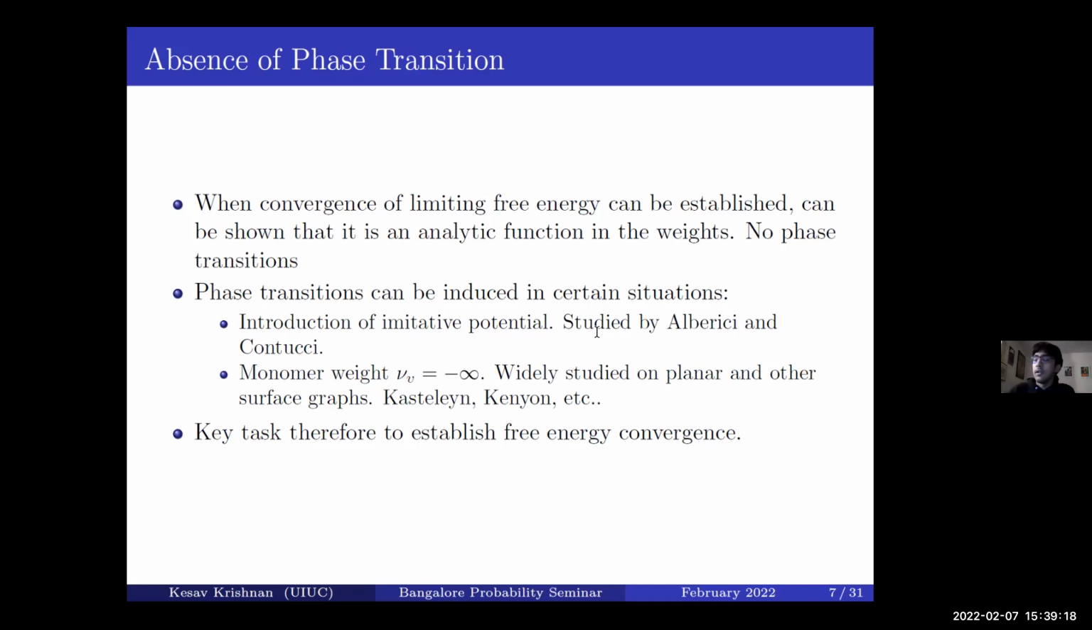And the other context, where you do see phase behavior, is in the case of what's called the dimer model, where the monomer weight is minus infinity. So in other words, you pick configurations that are perfect matchings. This is widely studied in the context of planar graphs. And this comes back to the point that I was discussing earlier, because when you have planar bipartite graphs, you have something called a Kasteleyn orientation, where you can then express the partition function as a determinant again. And so that enables the exact computation. And that's been widely studied by Kasteleyn, by Kenyon.